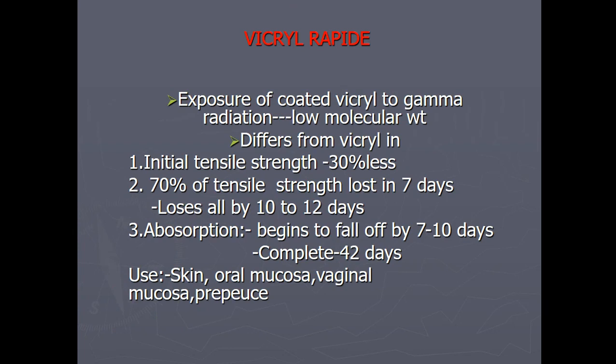Initial tensile strength is 30 to 40%, 70% of tensile strength is lost in 7 days, and absorption begins in 7 to 10 days, complete by 42 days. The coated one, the violet color, is complete by 70 days. Here it is used in skin sutures, oral mucosa, vaginal mucosa, or episiotomy. Example: circumcision.